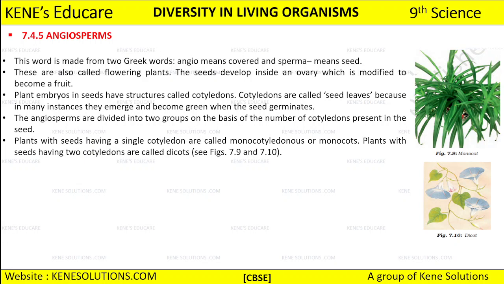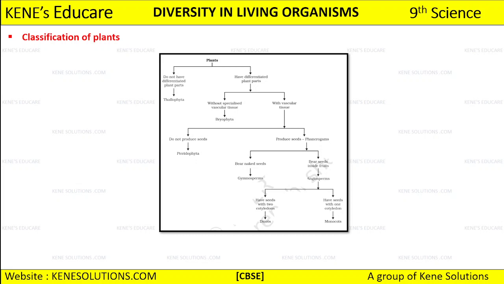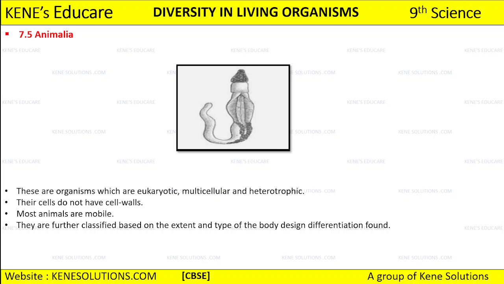See, this is the chart that I was talking about, because we can divide plants into two parts. There are some plants where we cannot differentiate the plant body into different parts, like we cannot differentiate the root, stems and leaves. And there are some plants where we can easily differentiate the parts of the plant, okay? So this is how we are differentiating, and this is how we got the five different divisions of the plants, okay? After that, we started with Animalia. So I'll just show you all the things.